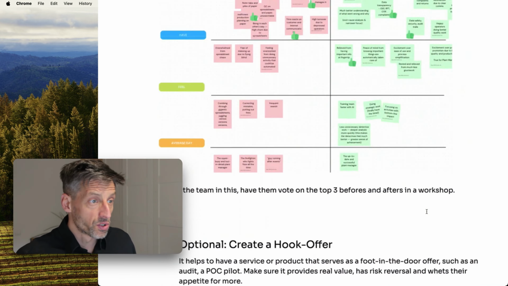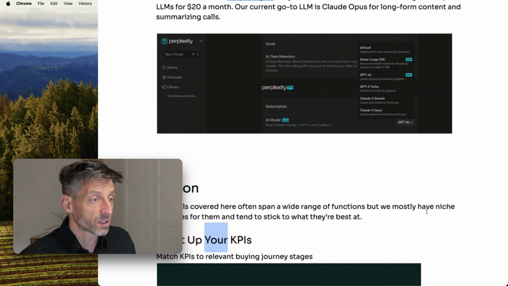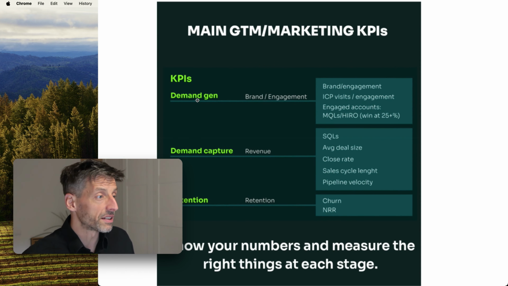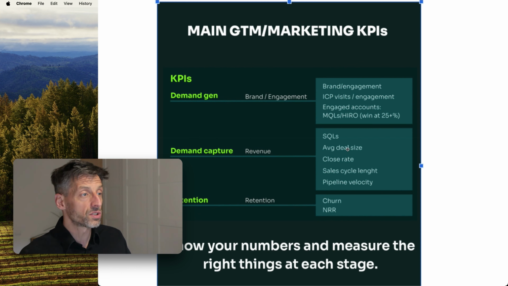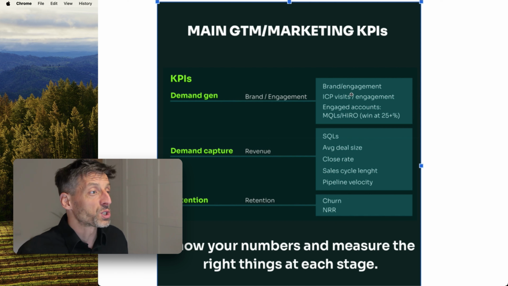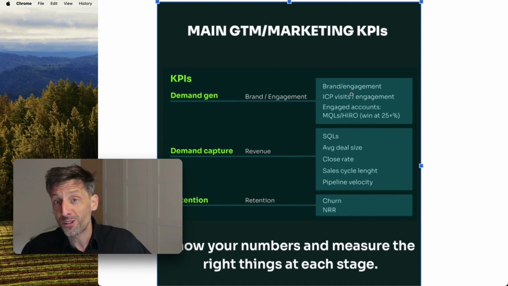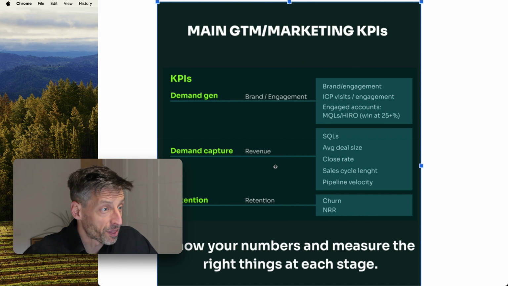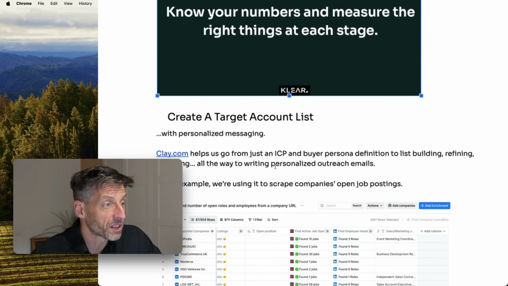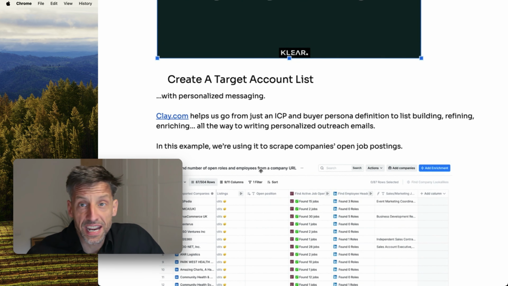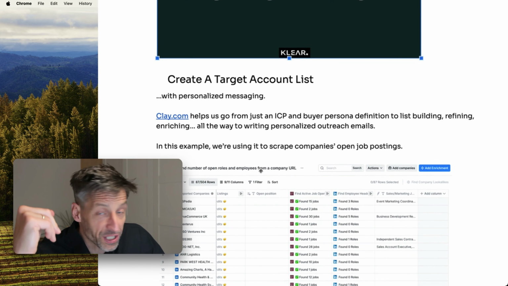Whatever it is that you choose, you want to get super clear on it and aligned with everybody on the team. So these are the main demand generation, demand capture, and retention metrics that we like to use. These are our defaults, and obviously we tweak them and change them according to what sort of organization we're dealing with and what they're already using. But the important thing is that we track this on a month-to-month basis, and we have our own little simple spreadsheets for that. Then it comes time to create a target account list.